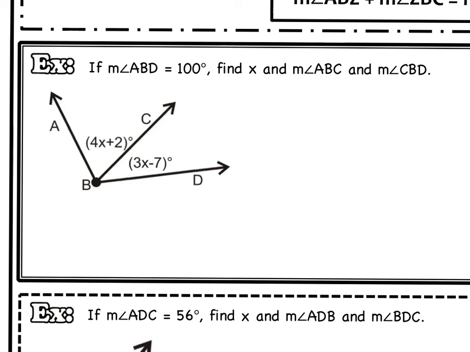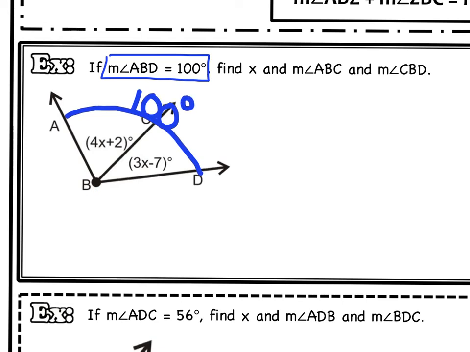Again, we want to make sure that we're paying attention to what is given to us in the problem and what we're asked to find. I noticed that angle ABC is labeled with 4x plus 2, and angle CBD is labeled with 3x minus 7. I also noticed that the problem gives me that ABD is equal to 100 degrees. Looking at the angle, ABD is the entire angle, so I'm going to label that entire angle 100 degrees.